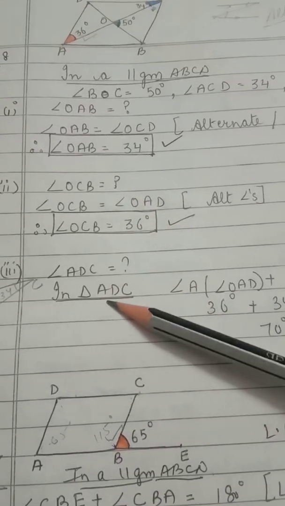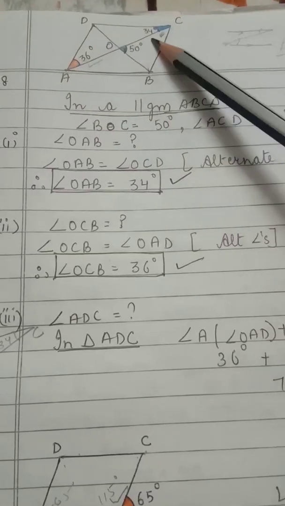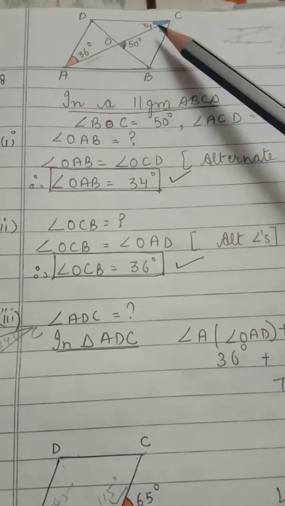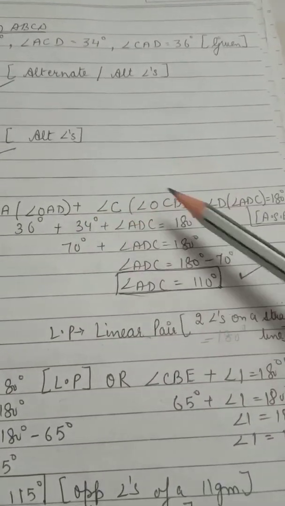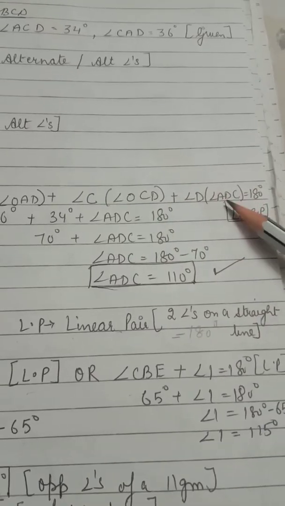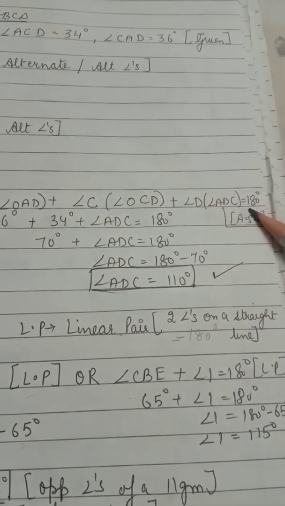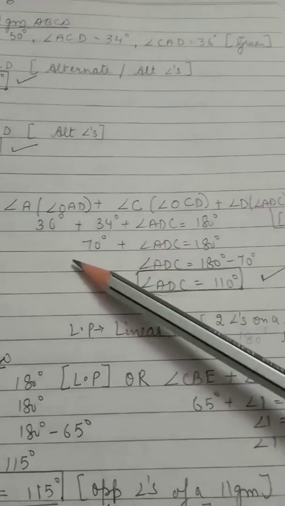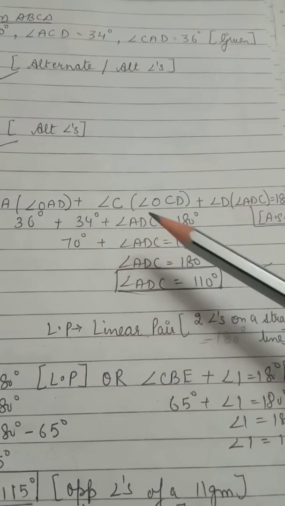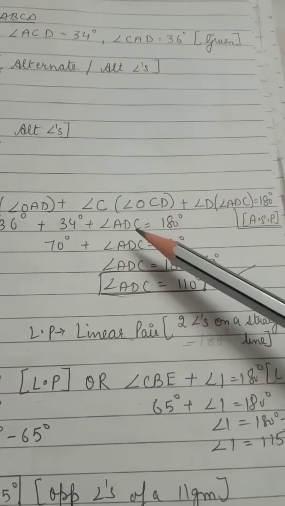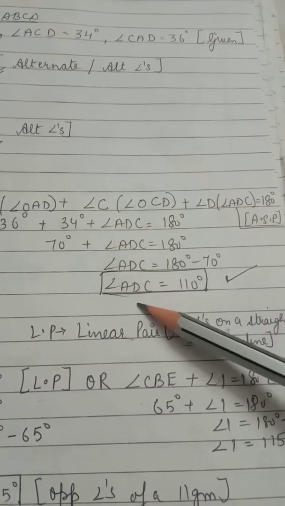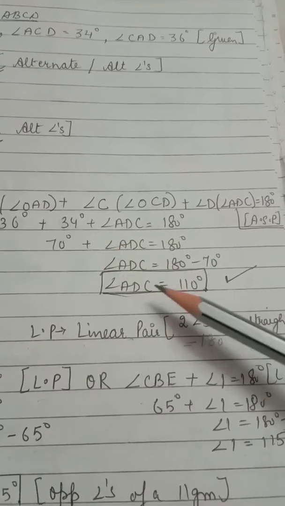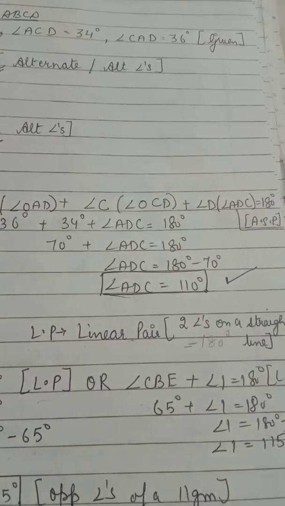And finally, to find ADC, I am going to take this triangle ADC, angle A plus angle C plus angle D is 180 by angle sum property. Angle A is mentioned as OAD, angle C is mentioned as OCD, and angle D is taken as ADC, which is equal to 180 by angle sum property. Put the values of the angles which are given, and the missing angle remains as angle ADC. So putting the values, your angle ADC will come as 110 degrees.